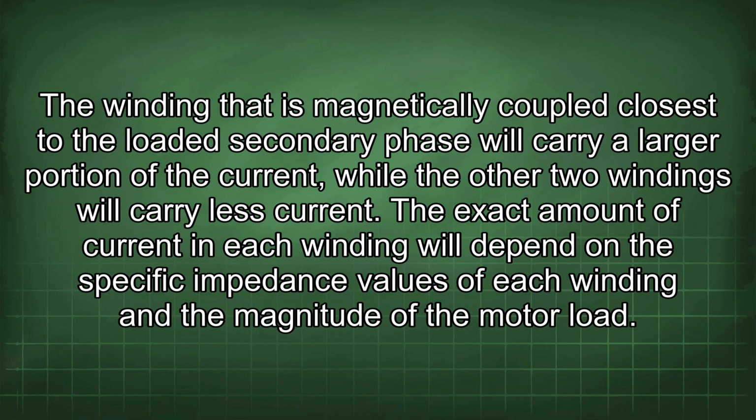The winding that is magnetically coupled closest to the loaded secondary phase will carry a larger portion of the current, while the other two windings will carry less current. The exact amount of current in each winding will depend on the specific impedance values of each winding and the magnitude of the motor load.